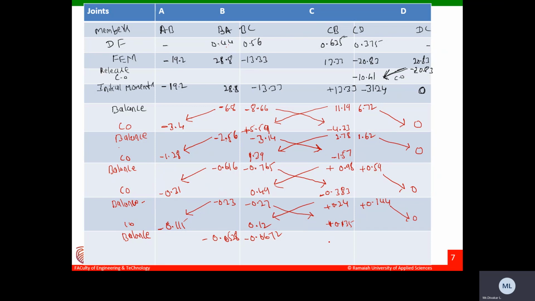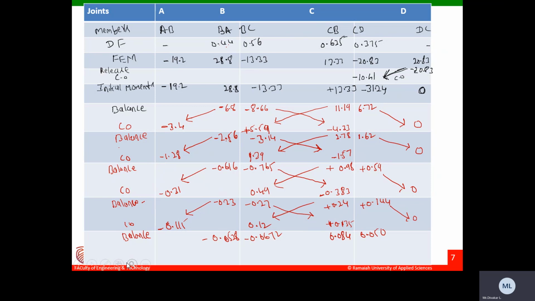Similarly 0.135, it is 0.135 is there. So here 0.135 multiply with the 0.625, 0.084. So similarly 0.050. Okay. So now I can end here. You can end your iterations at these positions.